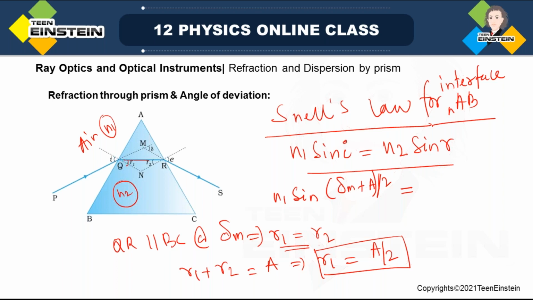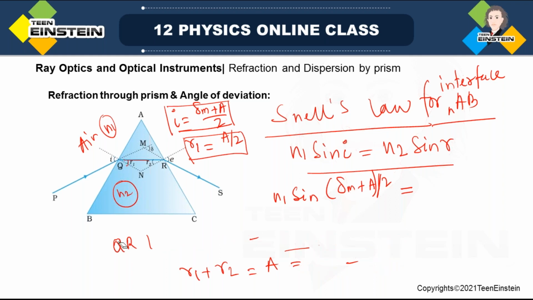I have got the angle of incidence, that is, delta minimum, the minimum angle of deviation, plus the angle of prism, divided by 2, that is the i. I have got delta m plus A by 2, and R1 I am getting from here as A by 2, the angle of refraction. Then there is no bar to write Snell's law. If I know the refractive indices, or if I don't know, I can find out the refractive index of the material of the prism, because for air it is 1.